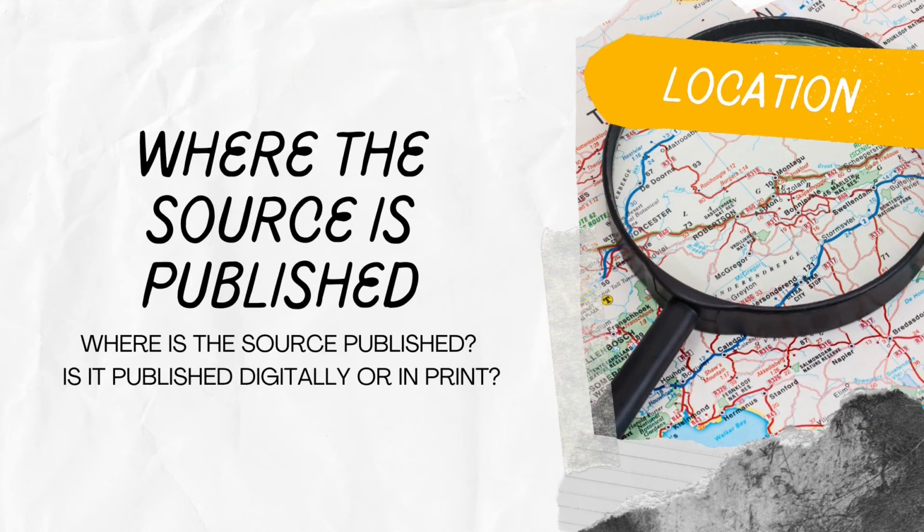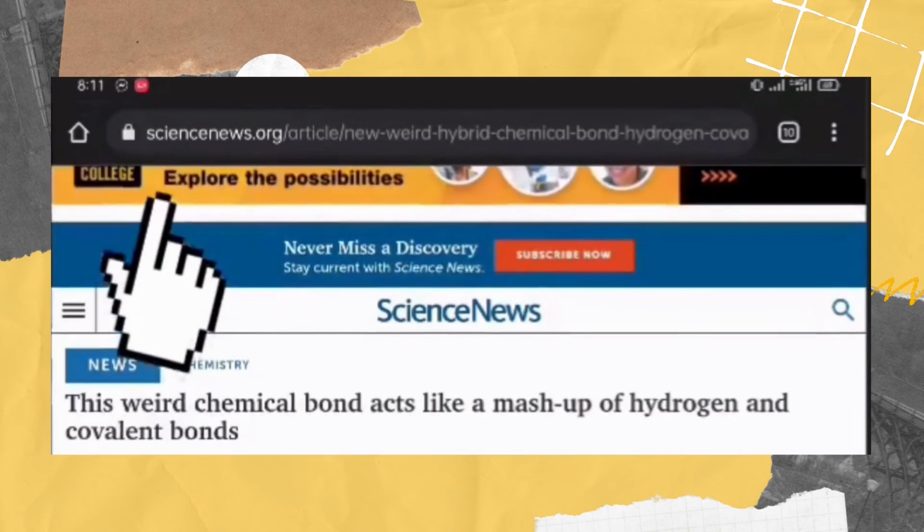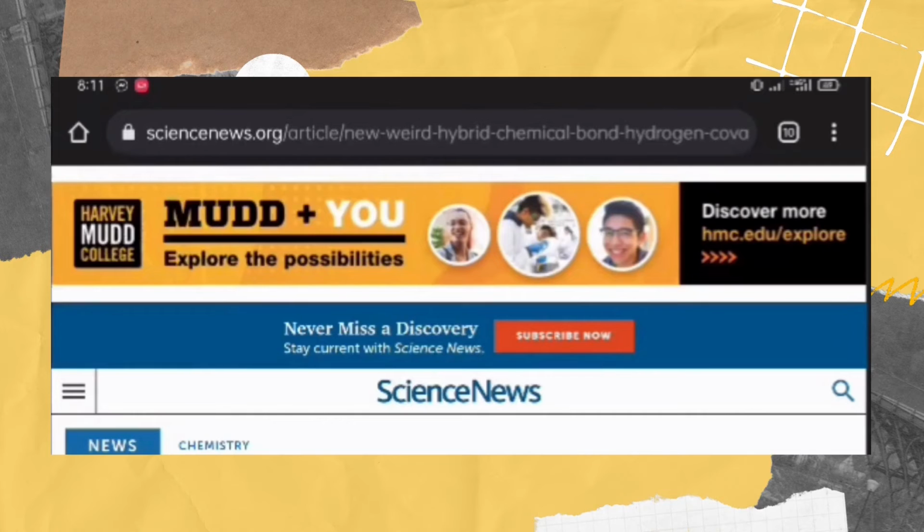Location. Where is the source published? Is it published digitally or in print? Simply by looking at the link of the website, we can easily evaluate if it's reliable or not. In our case, it is a reliable site. And also, we can say that it is reliable because it is published organizationally.